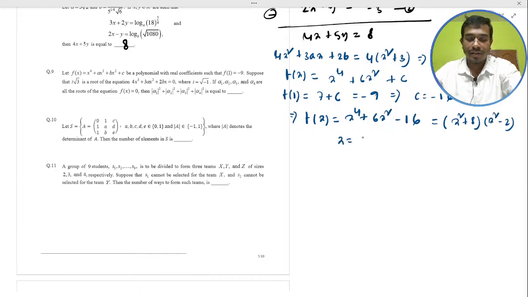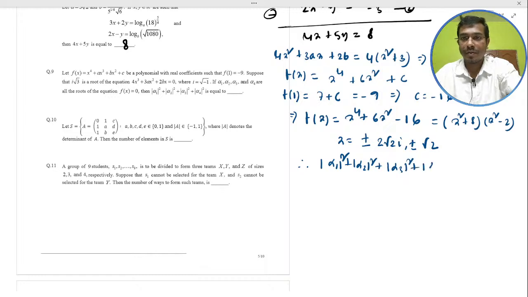So the solution, using x = (-b ± √(b² - 4ac))/2a, the roots of f(x) would be ± 2√2 i and ± √2. Therefore, |α1|² + |α2|² + |α3|² + |α4|², the sum of squares, you would get the value 20. So 20 would be the correct answer.